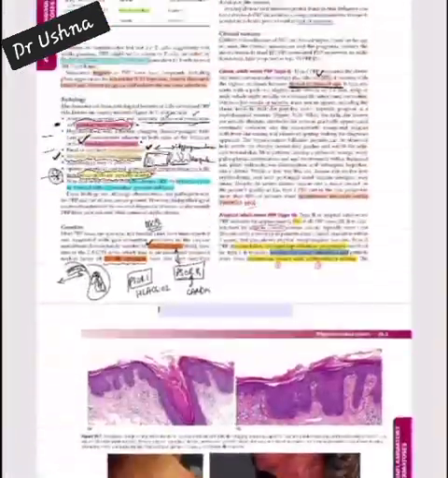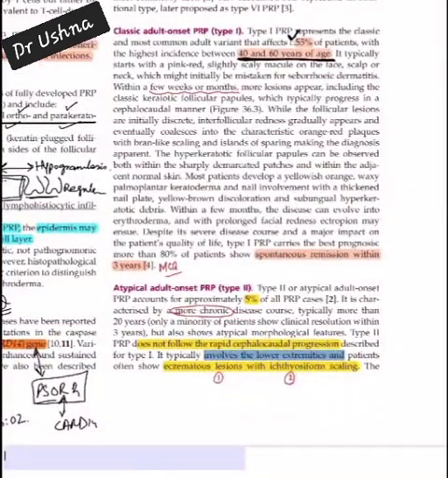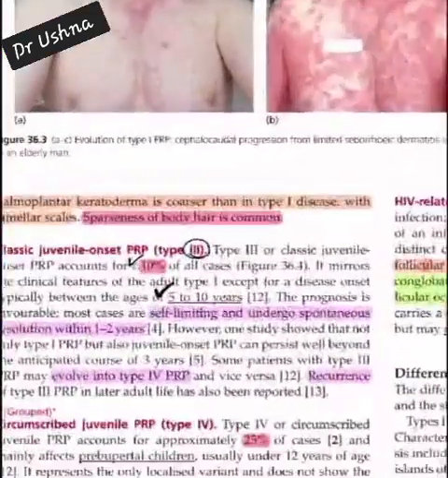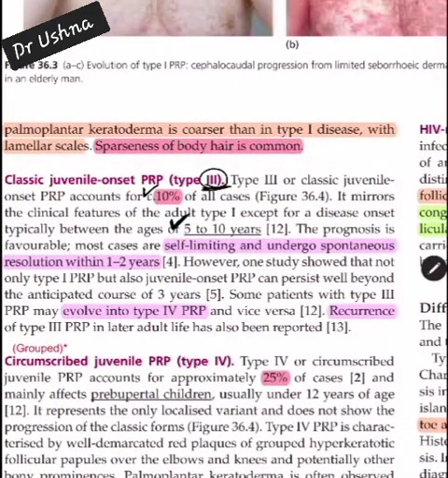Both classical types, type 1 and type 3, the important and good thing is that both are self-resolving. Type 1 PRP resolves within 3 years, and type 3 PRP resolves within 1 to 2 years. These are very important. But for type 3 PRP, you have to remember two additional points as well. 3 points: it can be self-resolving in 1 to 2 years, it can evolve into type 4 PRP, and it can recur in adult life.